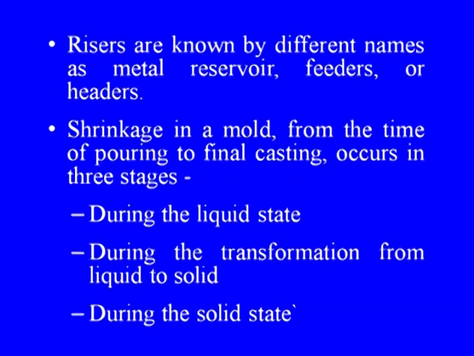Shrinkage in a mold from the time of pouring to final casting occurs in three stages. Number 1, during the liquid state. Number 2, during the transformation from liquid to solid, and number 3, during the solid state. The first type of shrinkage is compensated by the feeders or the gating system. For the second type of shrinkage, risers are required. Risers are normally placed at that portion of the casting which is last to freeze. A riser must stay in liquid state at least as long as the casting and must be able to feed the casting during this time.